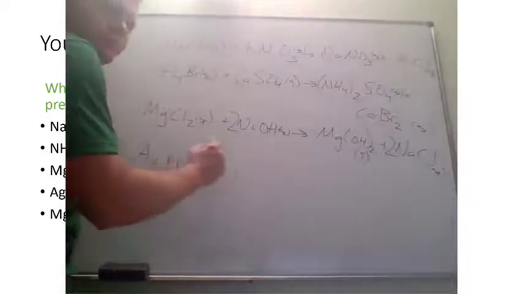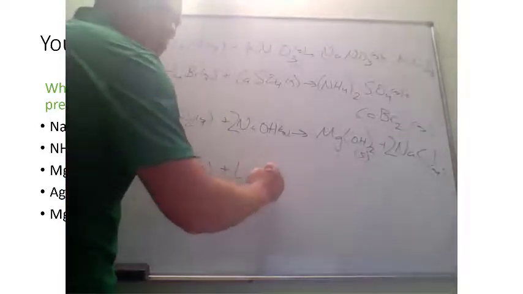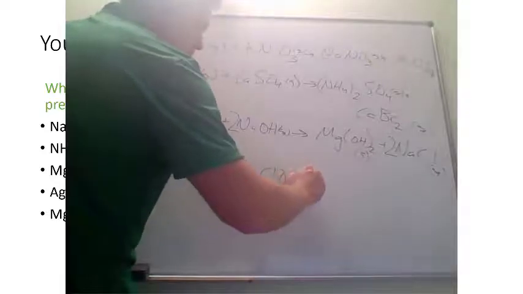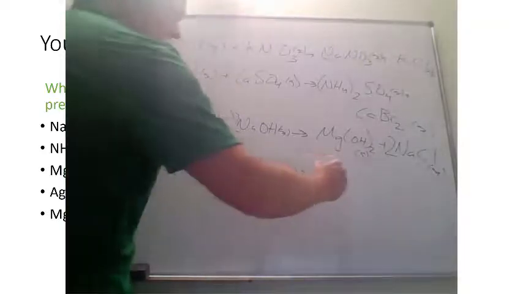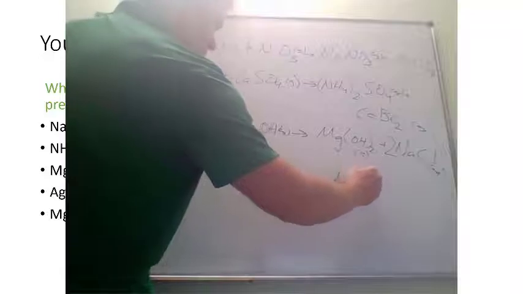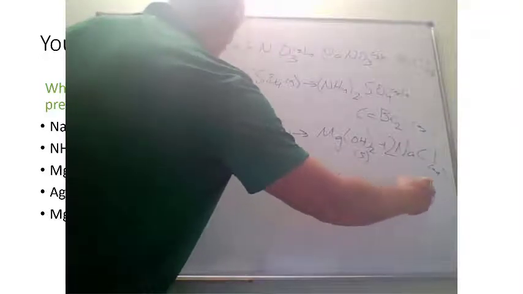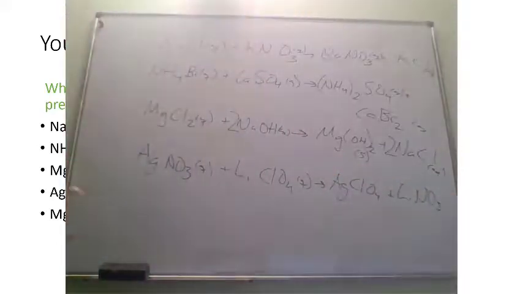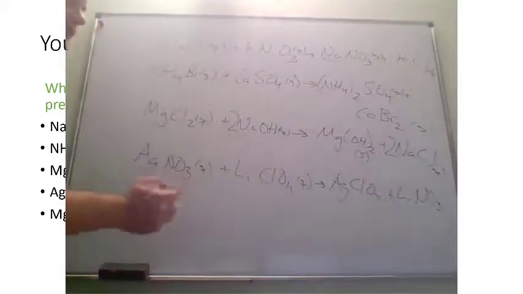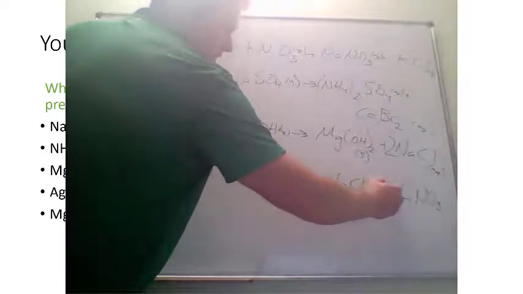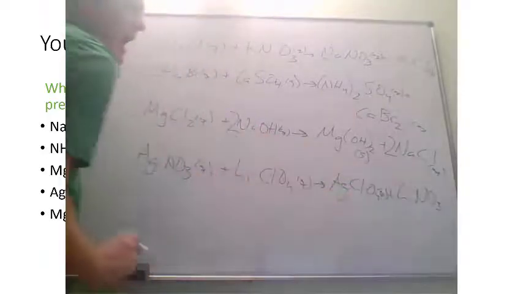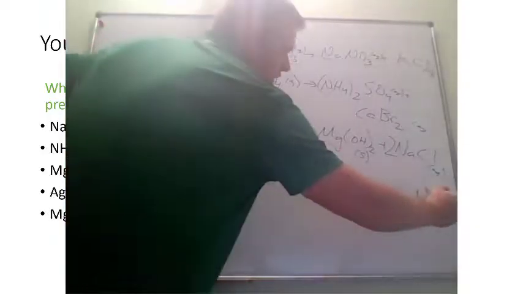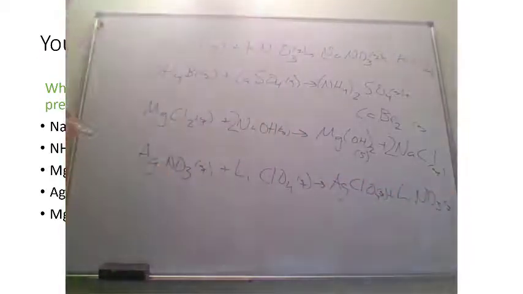Next, silver nitrate plus lithium perchlorate. All right, so that gives us our silver perchlorate plus our lithium nitrate. Okay, so we know that all perchlorates are soluble with no exceptions, so that gives us aqueous. And we know that all alkali metals and all nitrates are also soluble, so those are both aqueous.